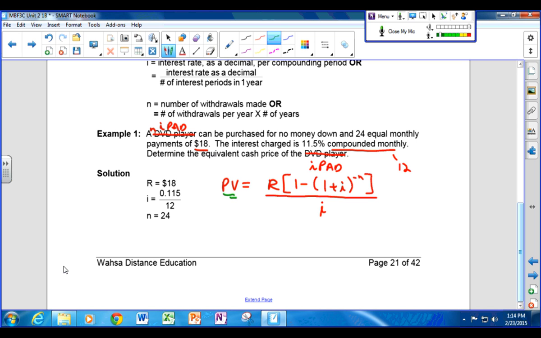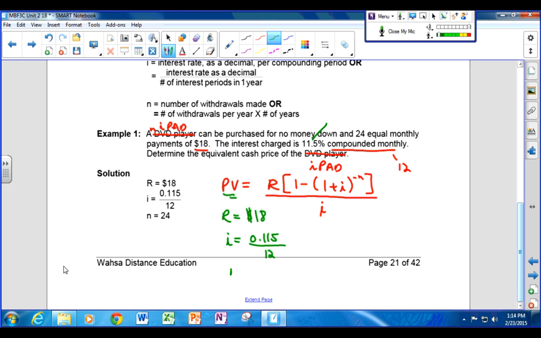Okay, so our R is going to be $18. I know they have it right there, but let's just try this. So what is our i? It's going to be 11.5%, 0.115. Remember, we don't have the leading zero if it's 10 or more. And there are 12 payments per year, 12 compounding periods per year. That's where we get the 12. We just leave it like that.